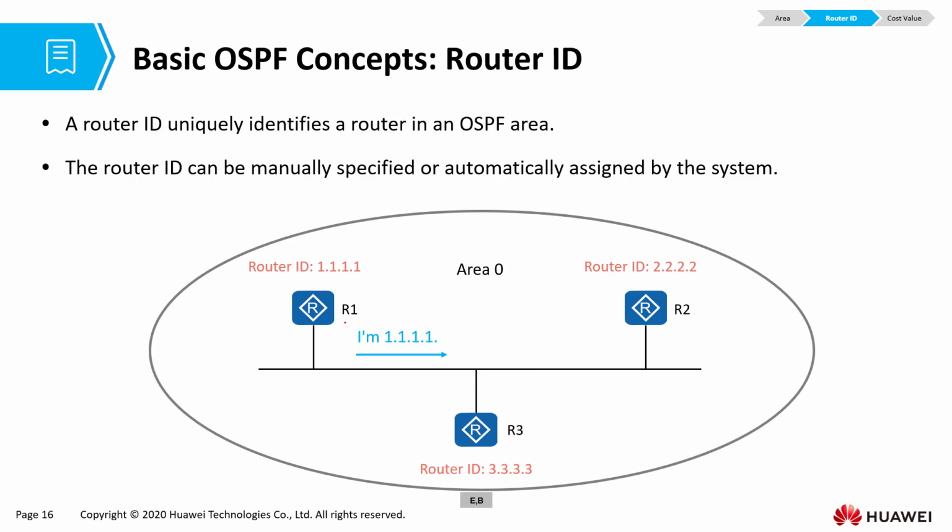Now, you can see in this example, router 1 has the ID 1.1.1.1, router 2 has the ID 2.2.2.2, router 3 has the ID 3.3.3.3. However, in actual projects, OSPF router IDs are manually set for devices. We also advise you to ensure that router IDs of any 2 devices in an OSPF area are different.